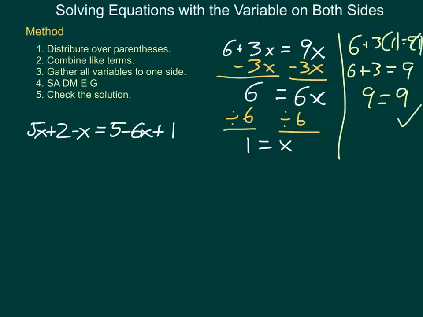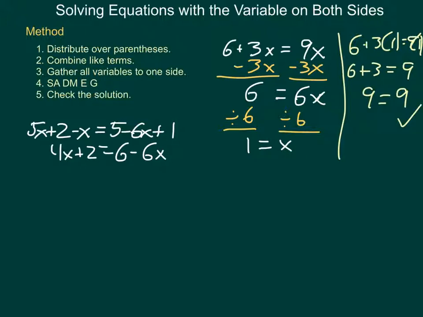Our equation is 5x plus 2 minus x equals 5 minus 6x plus 1. We're going to start by distributing, which we do not have any of. Next, combine like terms. On the left-hand side, we have a 5x and a negative 1x. When I combine those, I get 4x plus 2 is equal to, on the right-hand side, this positive 5 and the positive 1, giving me 6 minus 6x.